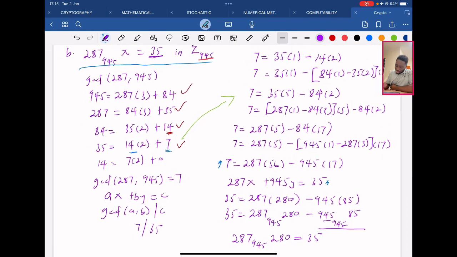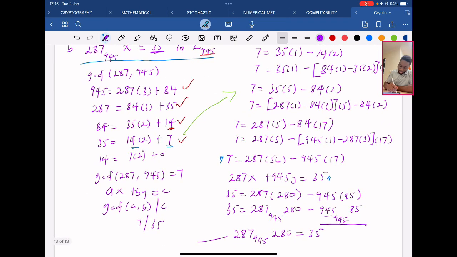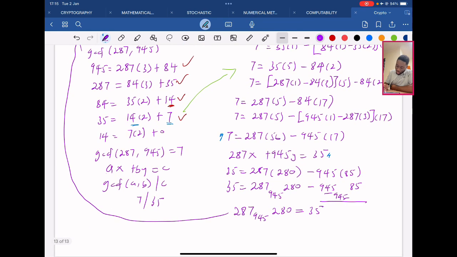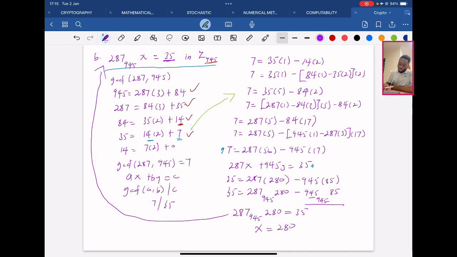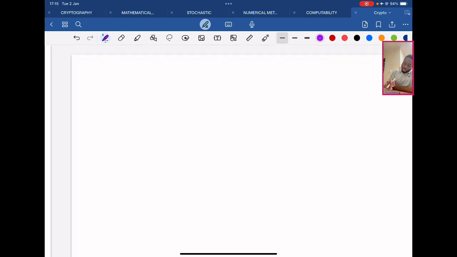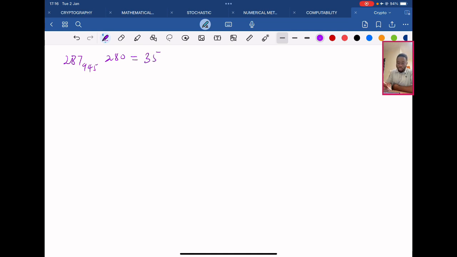And if you compare this equation with this, you can clearly see that our x is equal to 280. So if we put this back into it, if we have 287 modulo 945 multiplying 280 is equal to 35. So if you multiply 287 by 280 and you find the modulo 945, you should get 35.